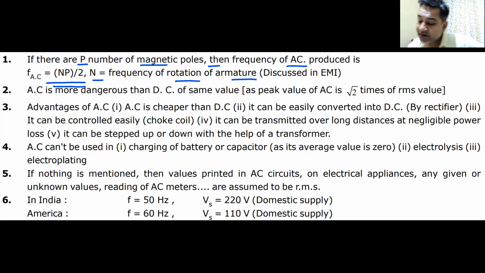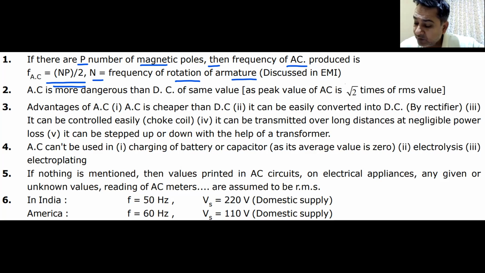You should not forget it. Can you remember this formula, Np by 2? Armature is nothing but the current carrying coil that is moving in a magnetic field. That current carrying coil is the armature. We understand this? Yes, sir. Please note it down. I will discuss all the points.